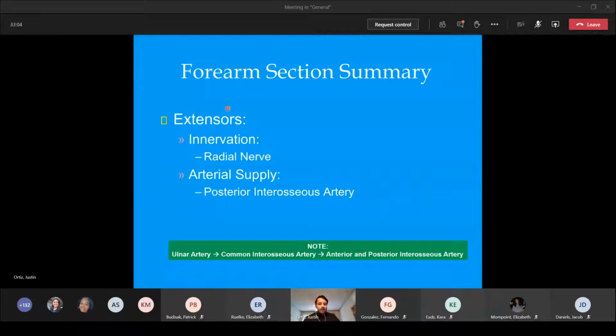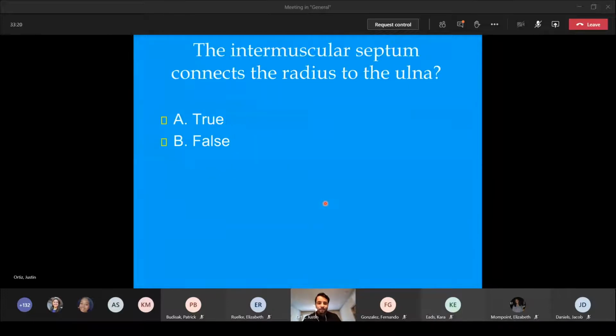Okay. And then for the extensors, remember radial nerve is taking the entire posterior side of your arm. And then the arterial supply is posterior interosseous artery, remember, which comes off the common interosseous, which comes off ulnar artery. So I put that note right here. All right. So the intermuscular septum connects the radius to the ulna, true or false?